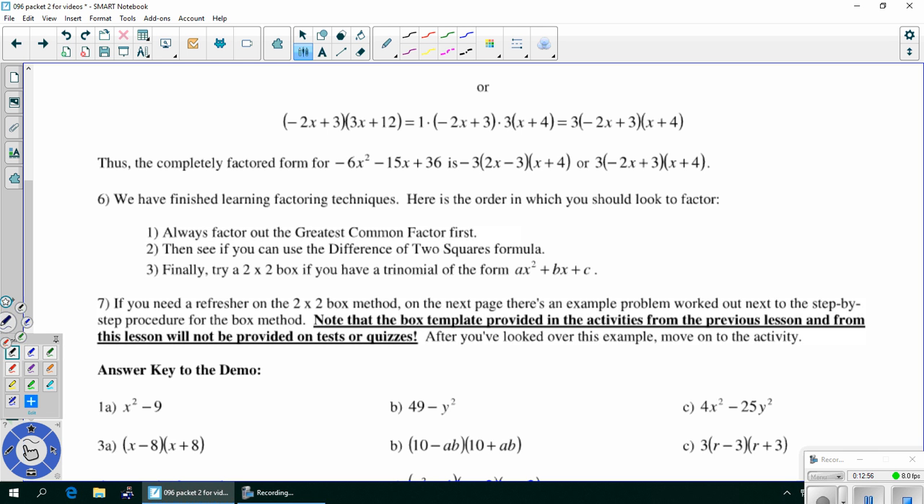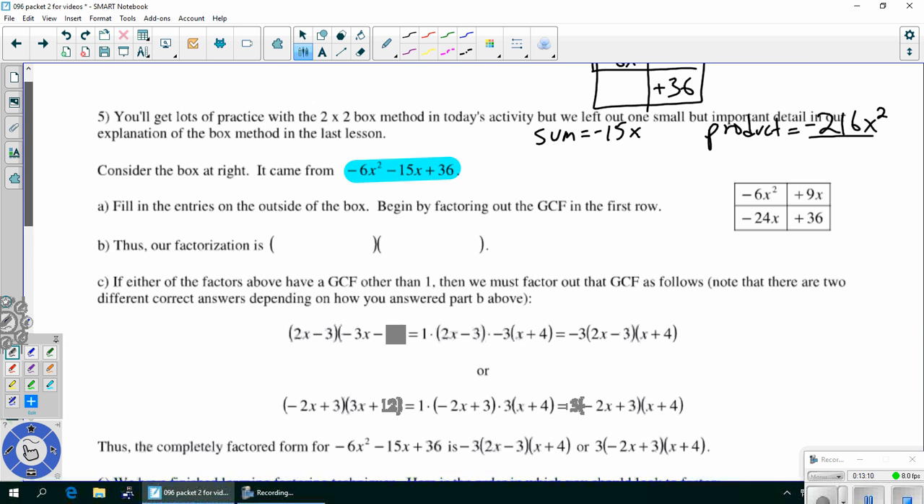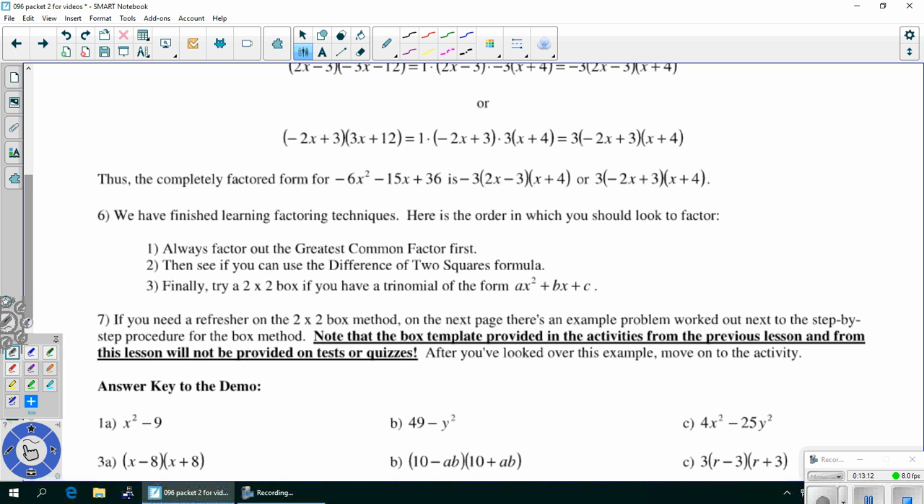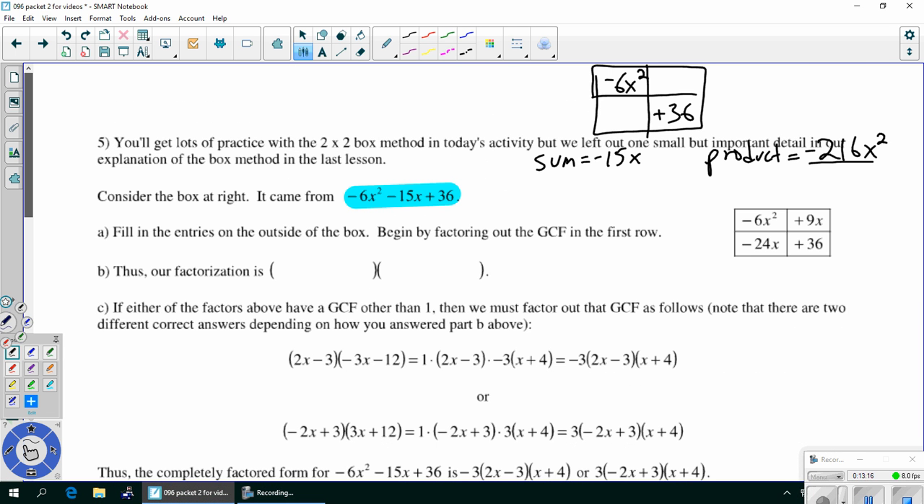See if you can use the difference of 2 squares formula. Only after you have done those 2 things do you go to number 3, which is the 2 by 2 box method if you have a standard looking trinomial, 3 terms. So let's take a look at this problem right here that's highlighted. Again, the first kind of factoring is always the greatest common factor. So negative 6x squared minus 15x plus 36.